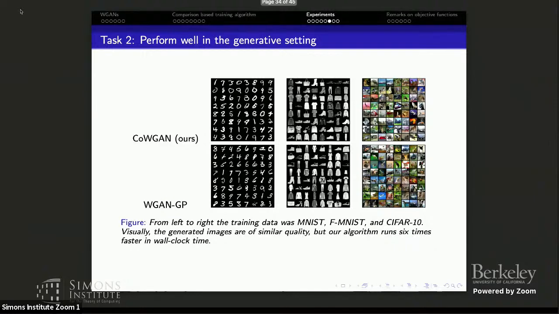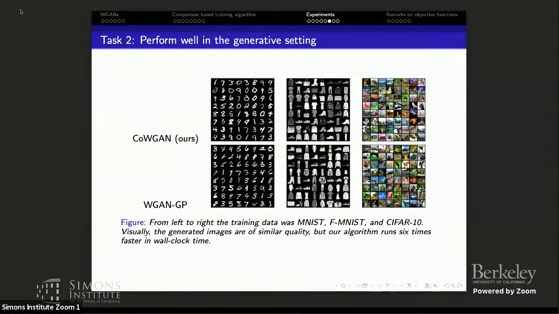From left to right, the training data was MNIST, then Fashion MNIST, and CIFAR10. So you see that visually the generated images are of similar quality, but our algorithm actually runs faster than this algorithm because we don't need to compute the gradient of phi. So yeah, in fact, it is hard to find which one is good and which one is bad.